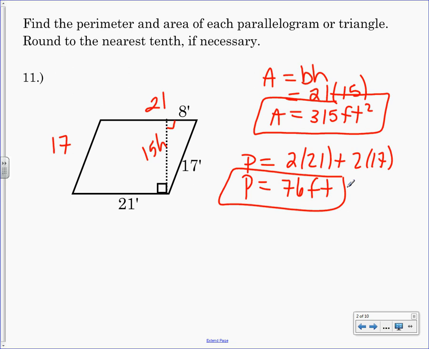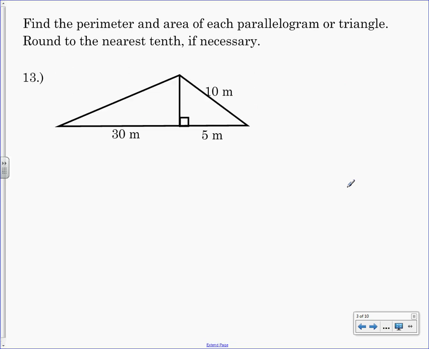Do you see how I labeled one with an A, one with a P? So if you just have those two numbers and you don't tell me whether it's area or perimeter, I'm not going to try to figure it out for you. So you need to make sure you label everything. Okay? Did I lose anybody? Pretty easy, right? Okay. 13, same concept.